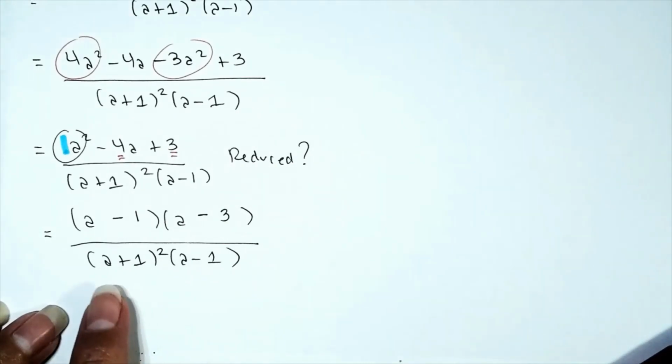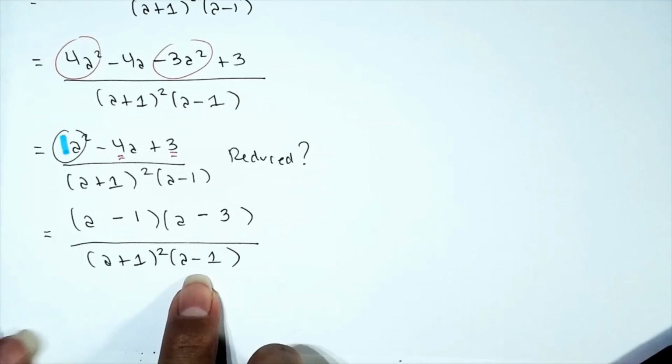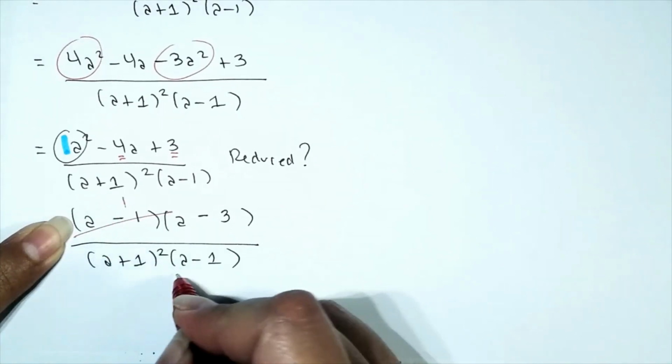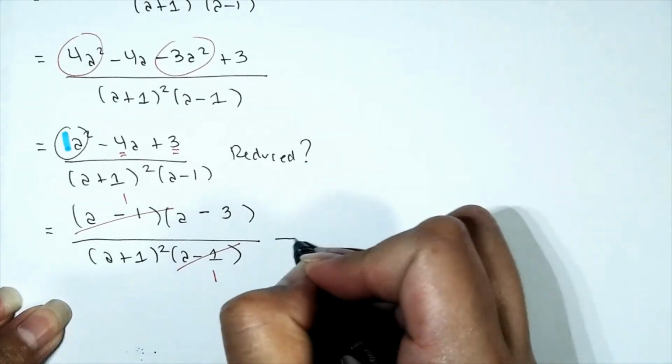I don't know. We got an a plus 1. There's nothing to cancel it with. We got an a minus 1. Check it out, we could cancel it with something. Okay? So I'm very thankful that we asked ourselves, is it reduced? Because we realized that it's not. I'm out of space, so I'm going to do an arrow on the side.